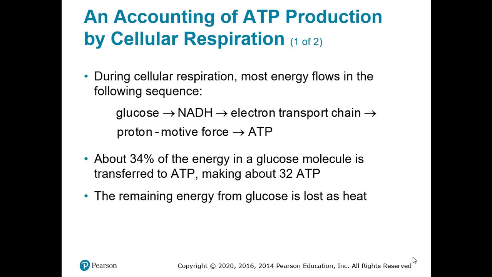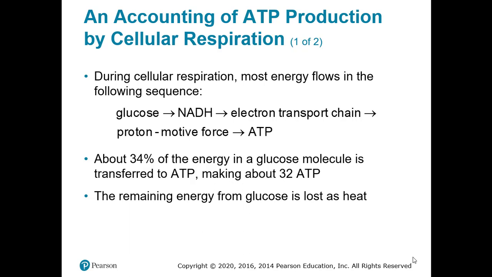So here's how we're going to account for everything that happens in cell respiration. Most of our energy is going to flow this way: glucose to NADH, to the electron transport chain, to the proton motive force of chemiosmosis, to ATP.